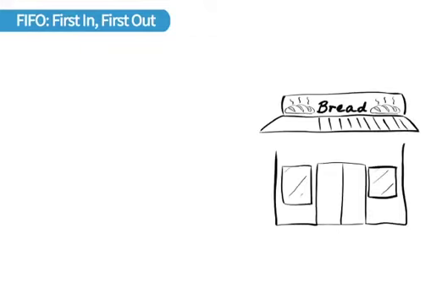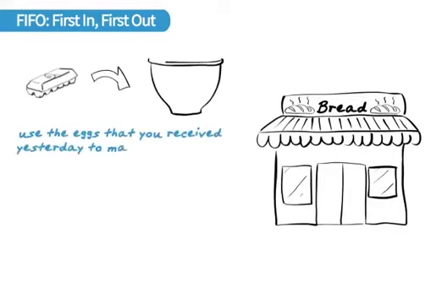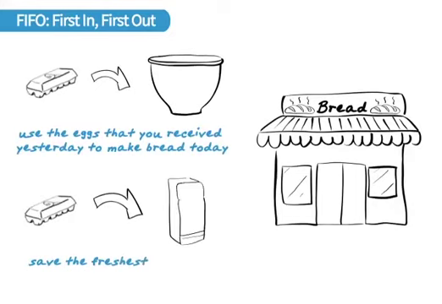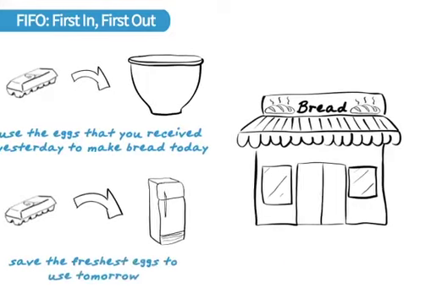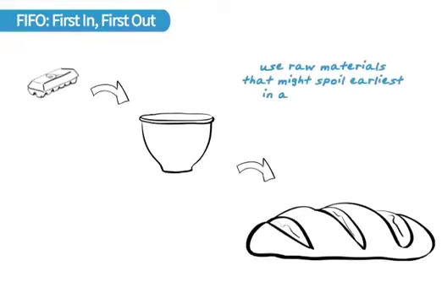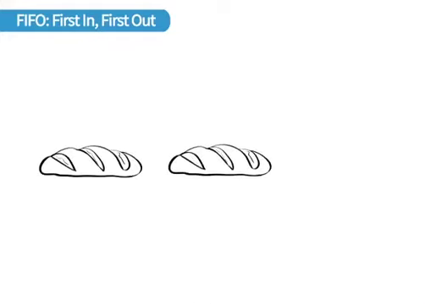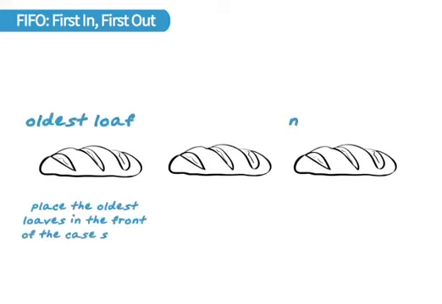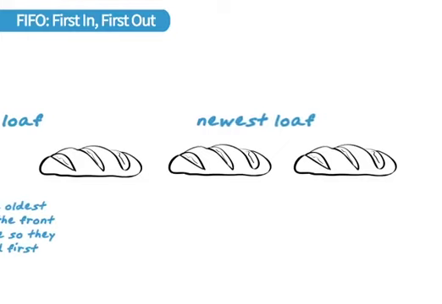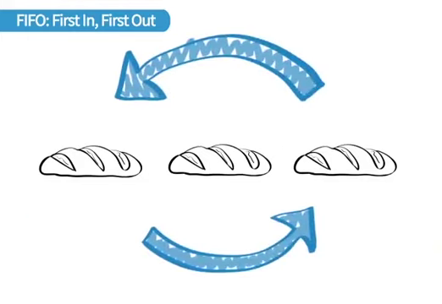For example, in your bakery store, you will most likely use the FIFO method, that is, using the eggs left over that you received yesterday instead of the freshest eggs you received today, in order to make your loaves of bread. That way, you'll use the raw materials that might spoil the earliest in order to get them out quickly in a fresh product. Once you use the oldest raw materials you have in your possession to make your loaves of bread, you can place those loaves of bread towards the front of the bakery case so that they're sold first. As you make new loaves of bread, the freshest bread would flow down the back, so there's a constant stream of fresh bread being sold and not allowed to get stale.